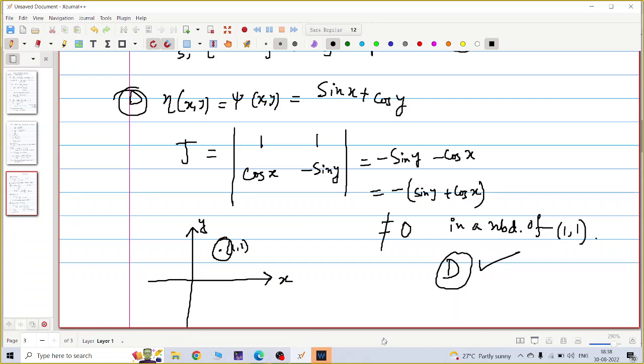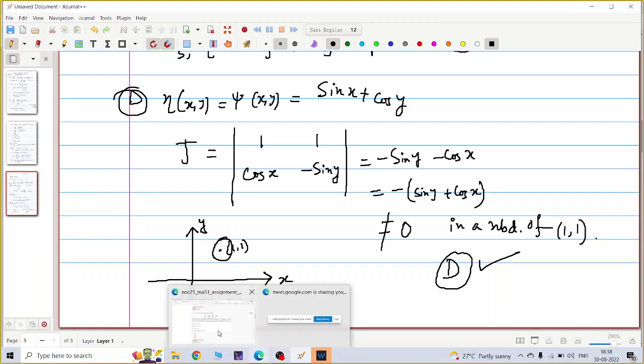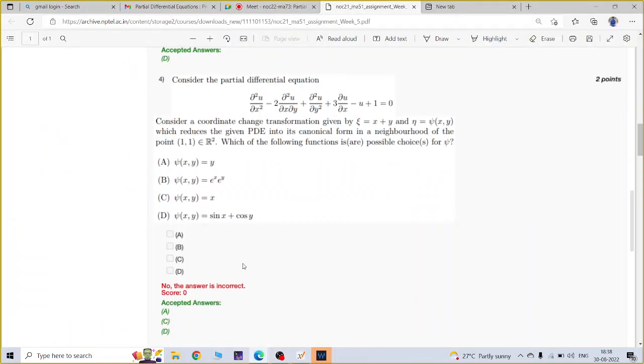So my answers are A, B, and D. Okay. So A, C, and D. B is not there, because B is e power x plus 1, it is e power j. So A, C, and D. Okay. Correct, no?